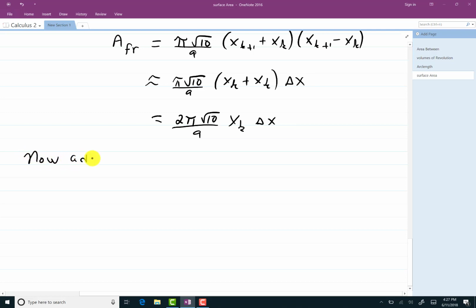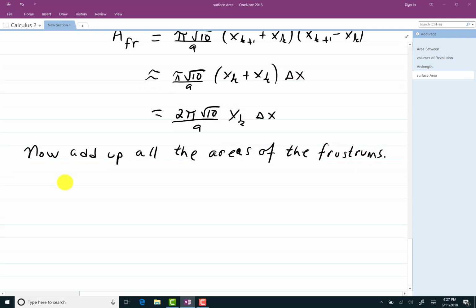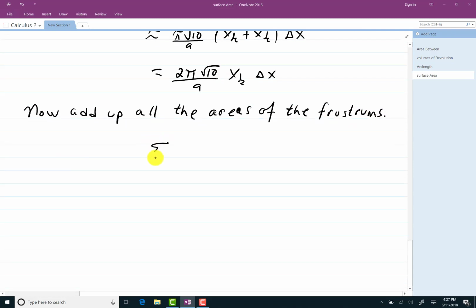Now add up all the areas of the frustums. So we get the sum from k equals 1 to n of 2 pi radical 10 over 9 x sub k delta x. I almost went to the integral.